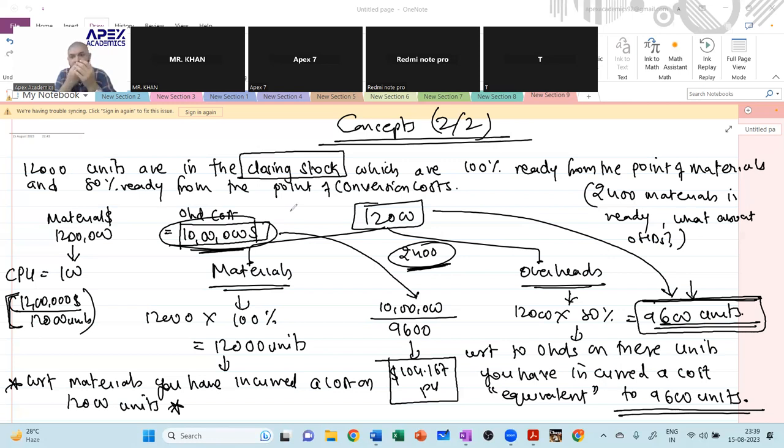Is this done, everyone? Screenshots are taken? Yes, 1 million is actual overhead cost, 100% actual. There's no standard in this. This is process costing. Everything is going on actuals right now. We are not looking at any budgets. Everything is only and only actual. There are no standard costs here. Right?